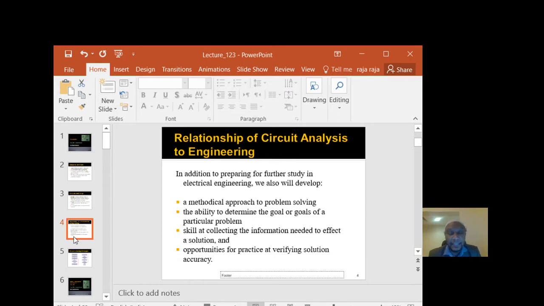So we have to collect the data and find the solution, but we want to know how accurate and how efficient our solution is. We cannot accept every solution as a good one. So we want to compare around 10 or 15 solutions for a particular problem. We have to analyze and check the accuracy to see which one is the best. So that is the relationship of circuit analysis to engineering.